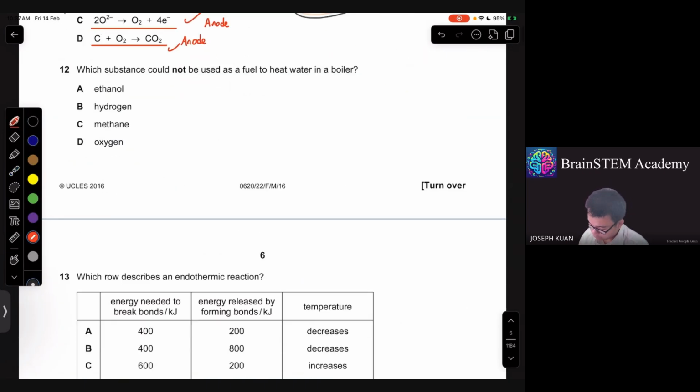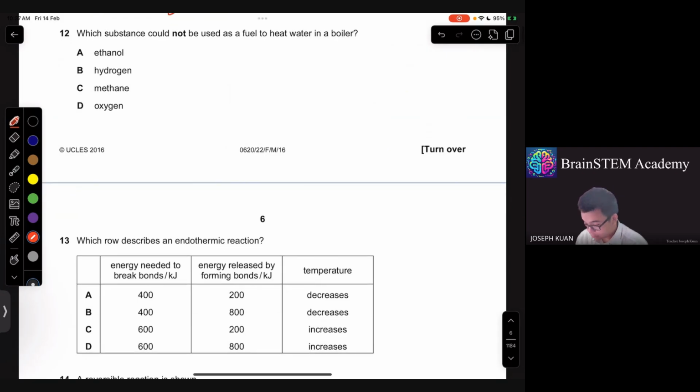Question 12, which substance could not be used as a fuel to heat water in a boiler?